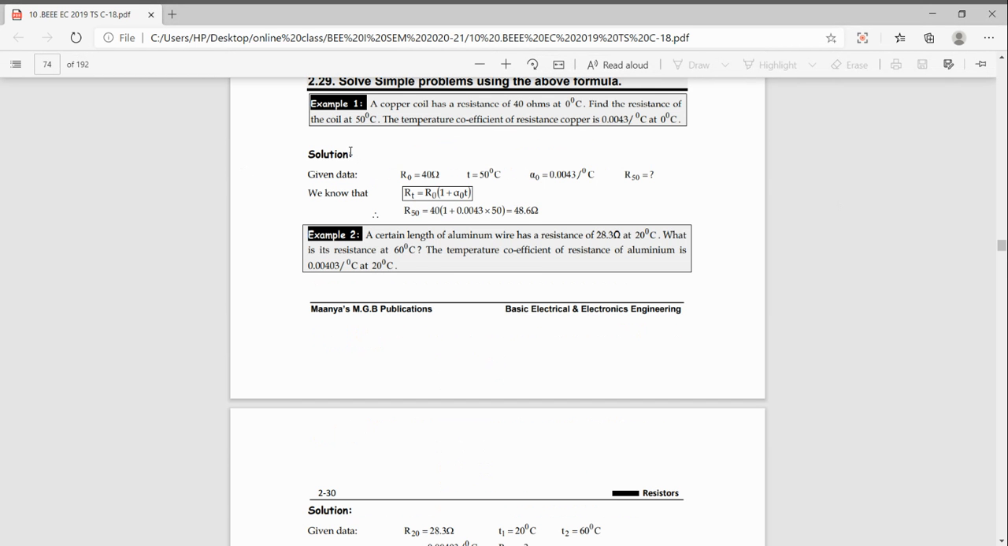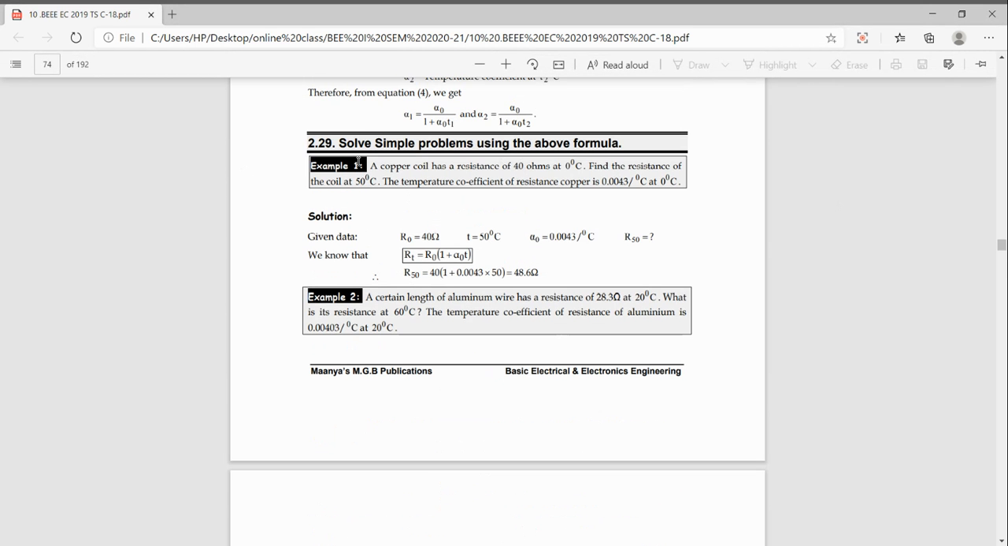So we will solve one problem on this. A copper coil has a resistance of 40 ohms at 0 degree centigrade. Find the resistance of the coil at 50 degrees centigrade, given the temperature coefficient of resistance of copper is 0.0043 per degree centigrade at 0 degrees.